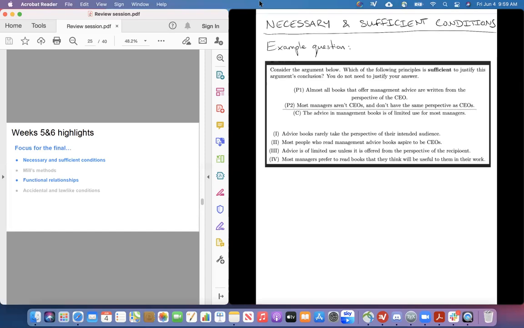So take a couple of minutes, have a think, which is sufficient? And I'll go through which one is correct. And again, I'll offer some tips on how to approach this type of question.